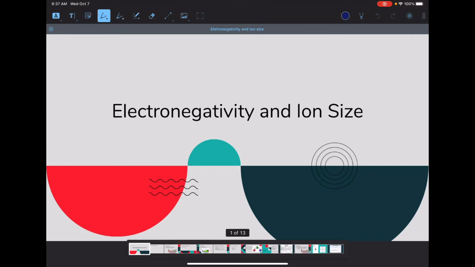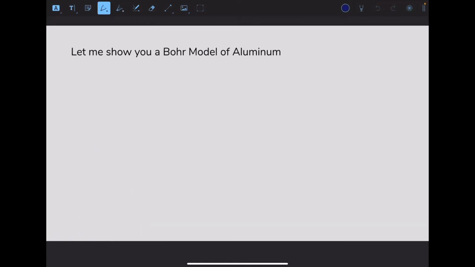Talking to you guys about electronegativity and ion size, which are related to each other. Forgive my voice, I am recovering from a cold. But before we do anything, I'm going to show you guys how we draw Bohr models.